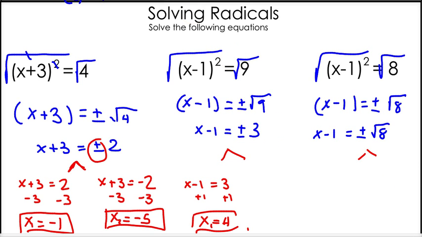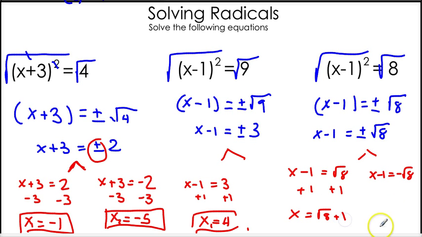I'm sorry about that. So it's x minus 1 is equal to square root of 8, and x minus 1 is equal to the negative square root of 8. We're just going to solve like we did before. We're going to add 1 to both sides. When you add 1, you get x is equal to, well, these can't be added. They're not like terms. 1 and square root of 8, you can't add them to each other. So it's actually just going to be square root 8 plus 1.